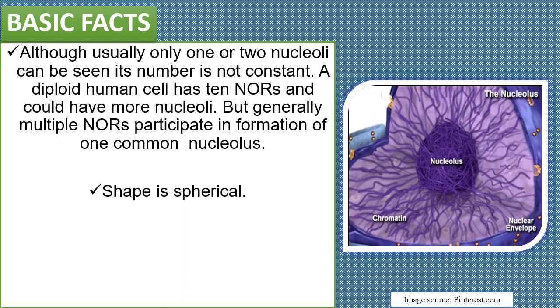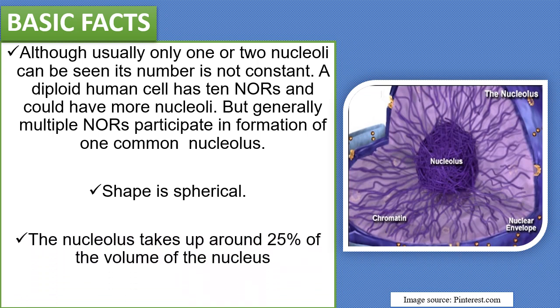Generally, in most cases, the shape of the nucleolus is spherical, but it may be of ring, reticulated and compact type depending upon the activity of the cell, and we'll discuss this in detail later. The nucleolus is not a true cell organelle, but from its behavior and function, it can be considered as the largest cell organelle within the nucleus, and it takes up around 25% of the volume of the entire nucleus.